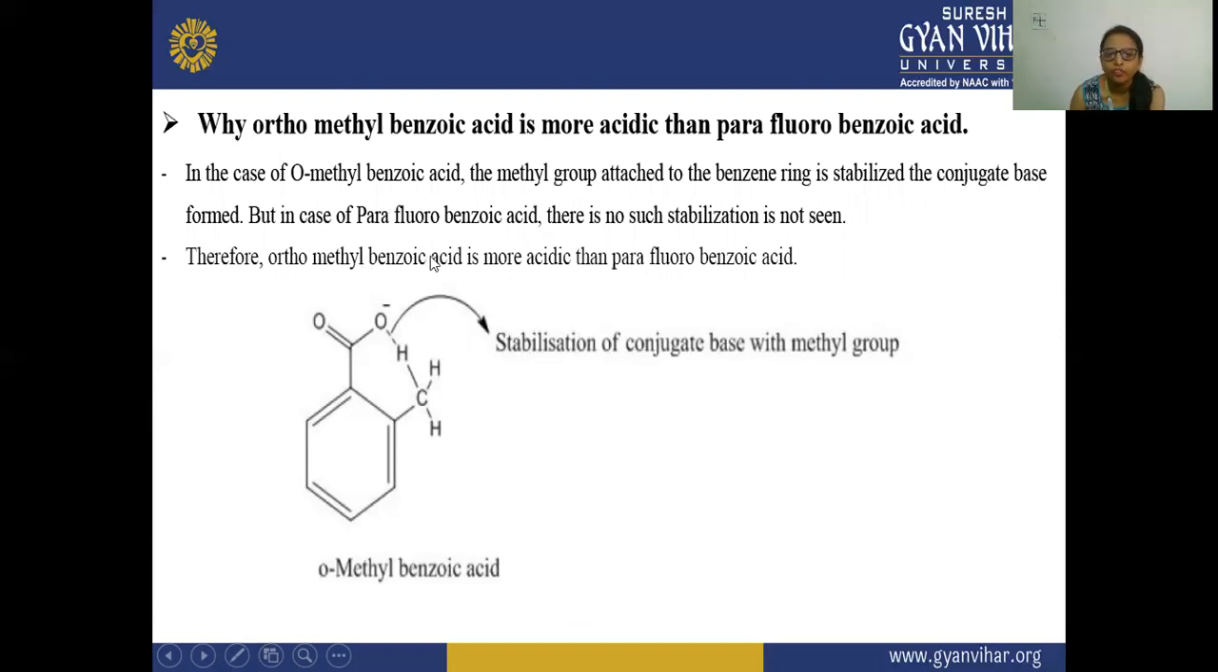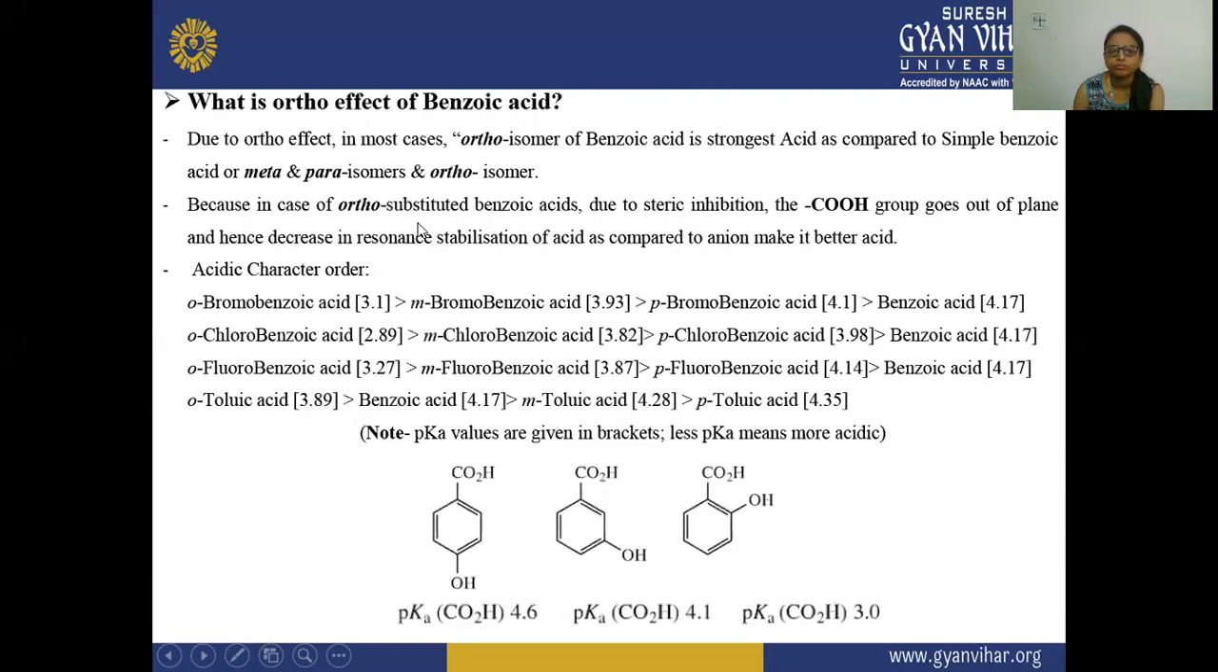But in the case of para-fluorobenzoic acid, no such stabilization is seen. That is why it is less acidic compared to ortho-methyl benzoic acid. Therefore, ortho-methyl benzoic acid is more acidic than para-fluorobenzoic acid. As you can see, there is a formation of hydrogen bonding, and due to this hydrogen bonding, there is a stabilization of the conjugate base, which increases the acidity of ortho-methyl benzoic acid. Next, what is the ortho effect of benzoic acid?